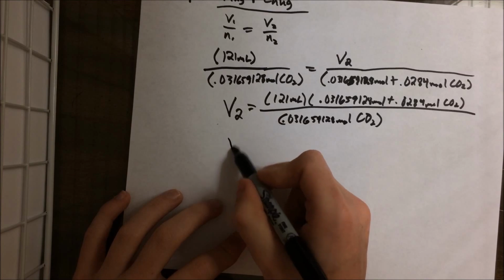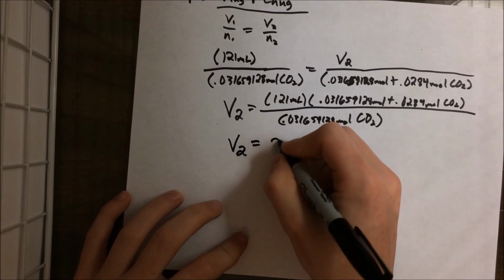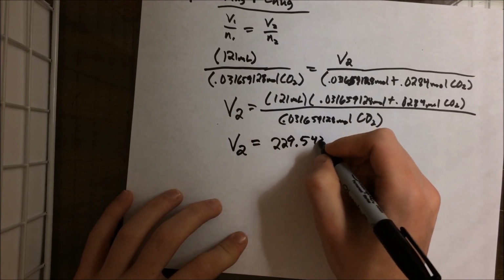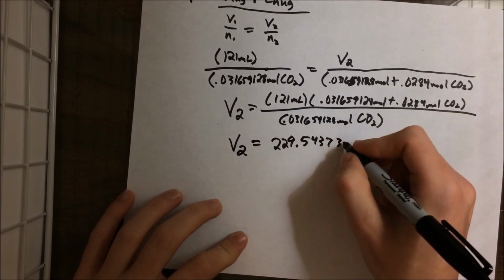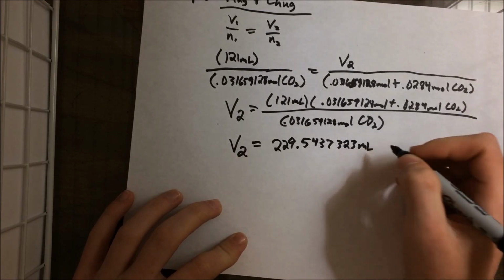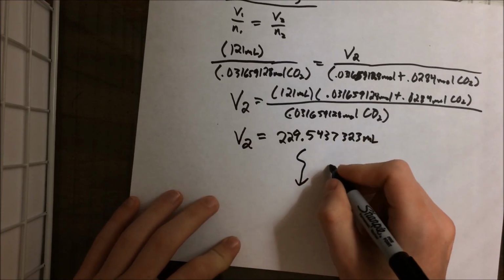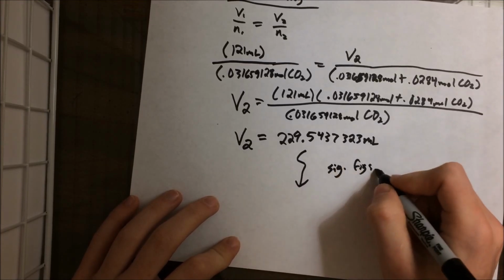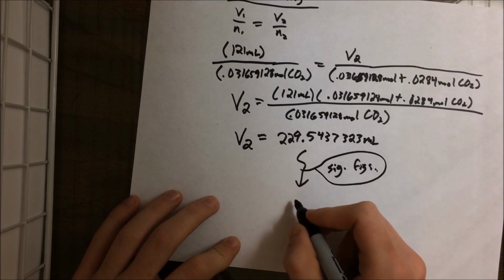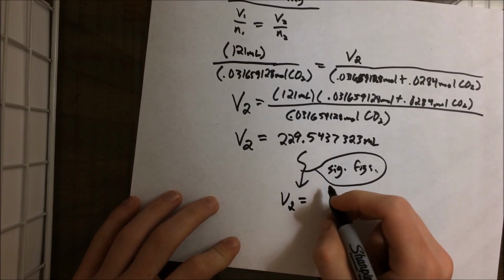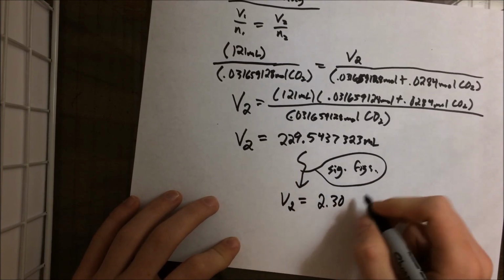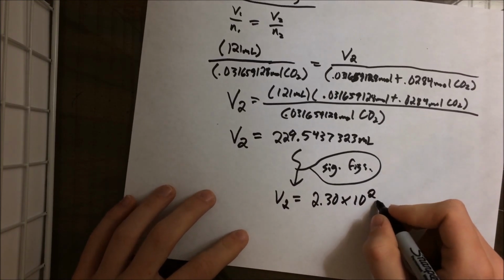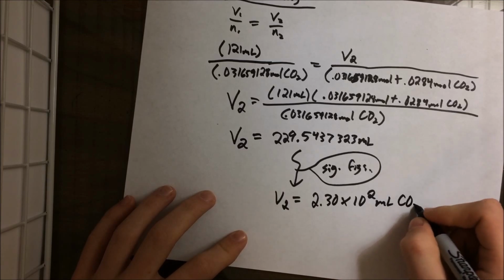And if you plug that into a calculator, you're going to get 229.5437323 milliliters. Now we need to keep in mind the significant figures. So our final answer is going to be, the final volume is 2.30 times 10 to the second milliliters of CO2.